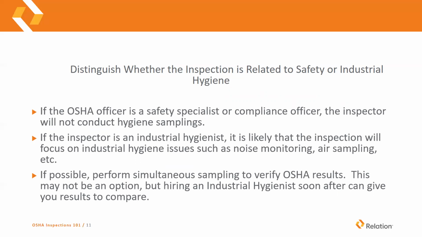If it's possible, perform a simultaneous sample to verify OSHA results. This is not an option for most smaller businesses, even large businesses. But if you feel like there was something going on that may have been out of the ordinary, you can definitely hire your own industrial hygienist to come in and take some samples so that you do have some comparable results, if you can replicate a very similar situation in which they were doing the sampling, especially if you're in a fixed-based facility. That's to your advantage to do that.